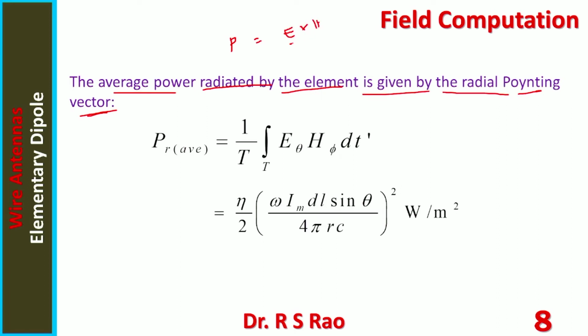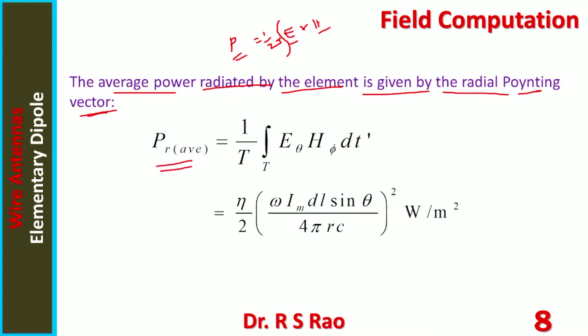If E and H are amplitudes, then half will appear here. Average means you have to consider integration, averaging over T also. So 1 by T, 2 if these are amplitudes. Otherwise, 2 need not be there. Right, now P average.